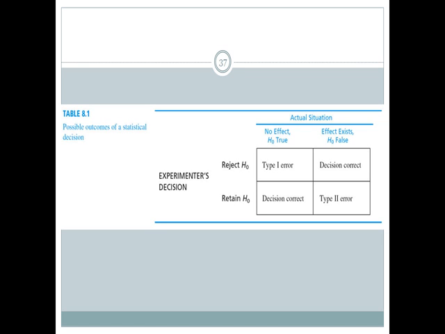But there's always the possibility that we will reject the null hypothesis when there is actually no effect. That's a type 1 error. Or we can retain the null hypothesis when an effect actually exists. That's a type 2 error.